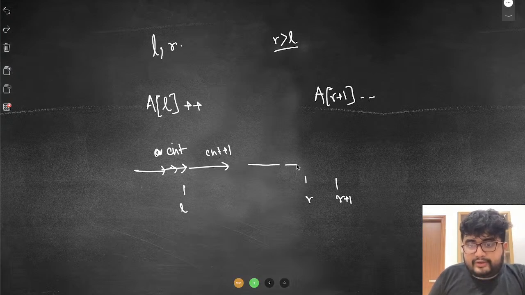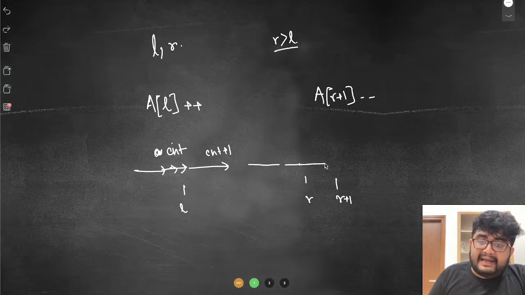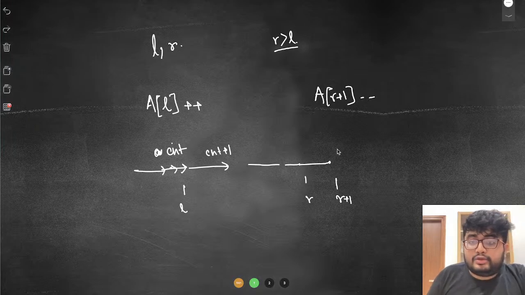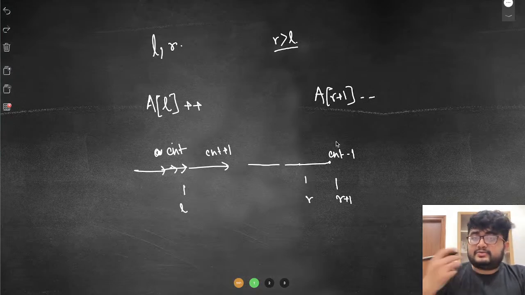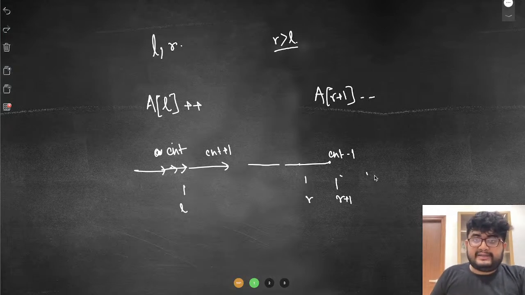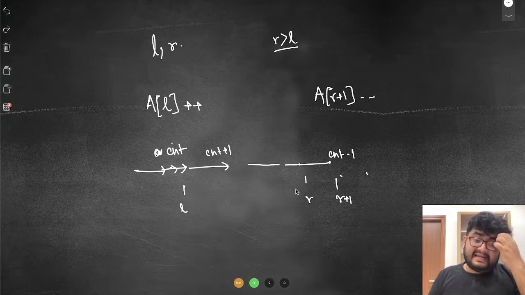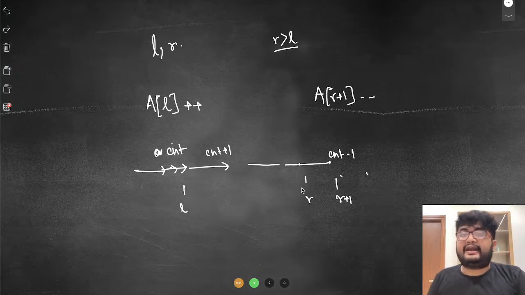Now you are going on. Whenever you come to R and then you come to R plus 1, you do A of R plus 1 minus minus. So that is count minus 1, whatever the current count is, the count plus 1 minus 1. So the presence of the current range is gone. This is how, in the range L to R, you will get the presence of the current range.